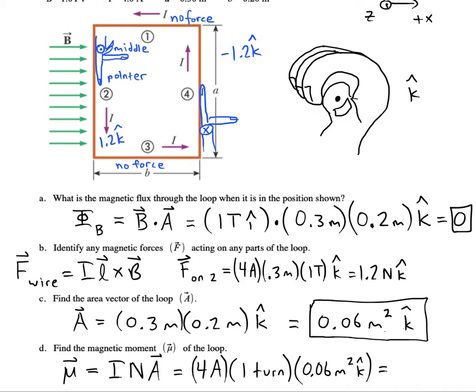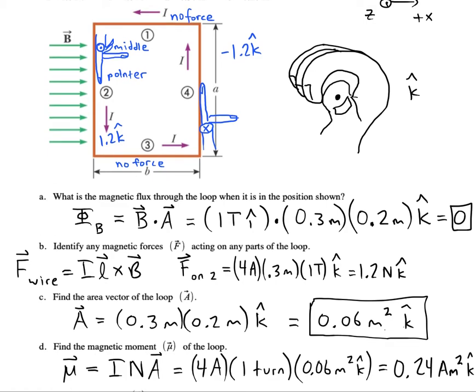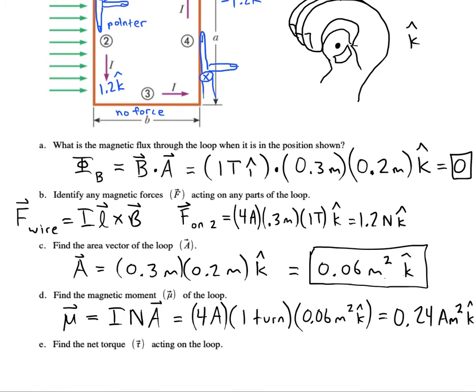So it's 0.24. Okay, the units will be amps meters squared. And it's a vector as well. So the mu points out of the page. Lastly, we want to find the torque on the loop.